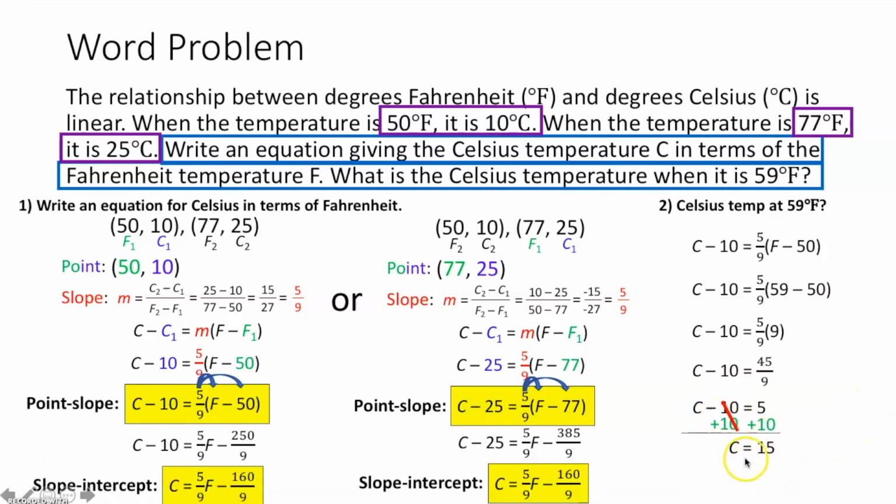So we're not going to leave this as our answer, right? We have to answer the question. What is the Celsius temperature when it's 59 degrees Fahrenheit? Well, I got c is equal to 15, therefore it's 15 degrees Celsius when it's 59 degrees Fahrenheit. And again, I could have got this answer from this equation, and this equation. They're all the same line. They're all the same graph. They're all the same equation. They just look a little bit different.